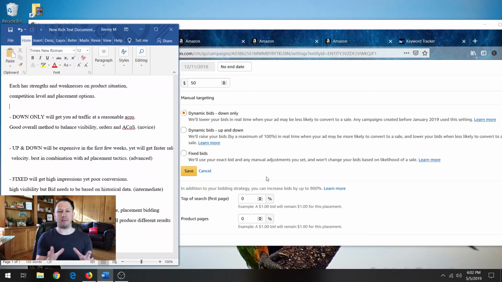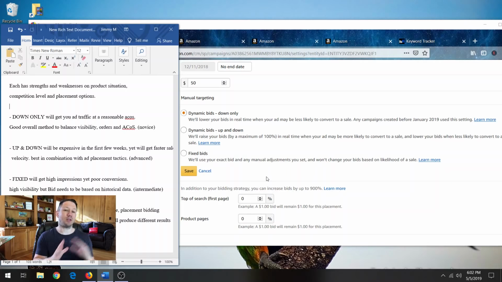So what Amazon has done with their algorithm is they have found ways, and again, there's probably a whole bunch of ways. It's all computer algorithm, and there's probably like a million lines of code, we don't know exactly what all their code says, but we do know some stuff just from testing how things work. They will either raise your bid by up to double, or lower your bid with dynamic up and down based on if they think that the particular person looking at your product is likely to convert to a sale.